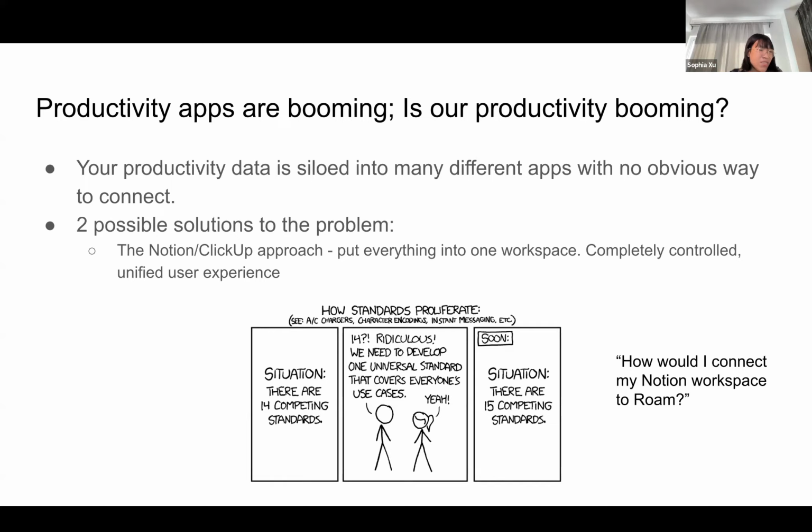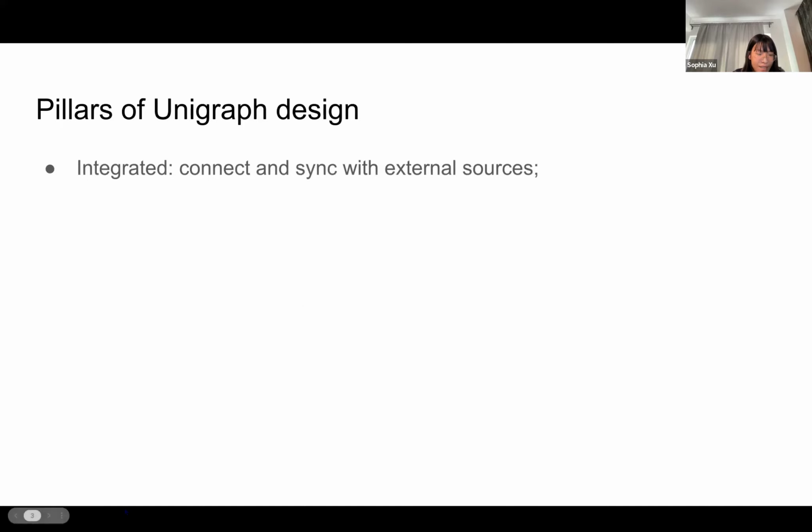For example, a common question is, how would I connect my Notion workspace to Roam? There's not an obvious way to do it. Unigraph takes a completely different approach. We integrate with all of the external sources. We connect and try to sync with them so that any changes can be reflected. For example, if you edit an event on Google Calendar and you have that connected to Unigraph, Unigraph will sync that update and dynamically update any references to that calendar event.